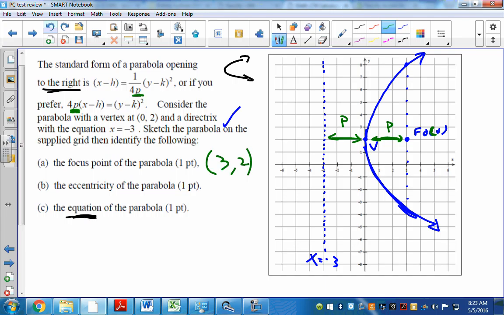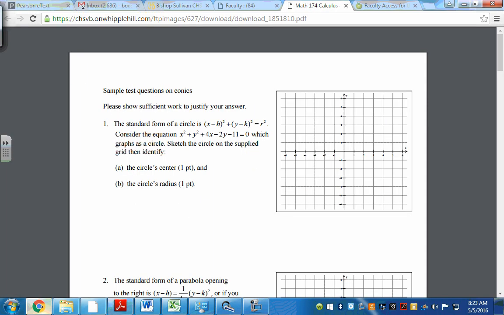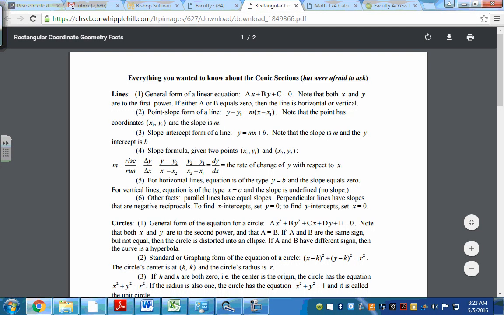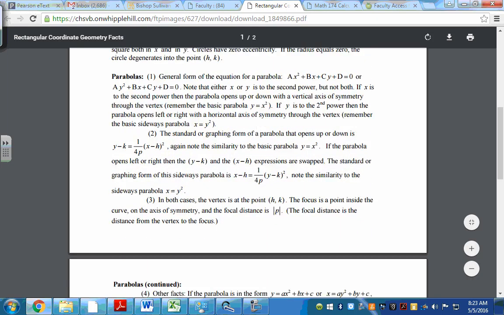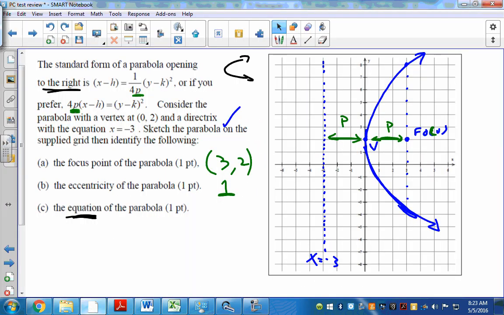The eccentricity, remember by definition, is 1. And again, you have available everything you wanted to know about conic sections. So certainly I would print this out and look at it. And the very last fact of parabolas here, number 6, the eccentricity of a parabola is defined to be 1. So in this problem, when it said, what is the eccentricity, you just write 1 and you don't have to do any calculations. The equation's a little bit more interesting.